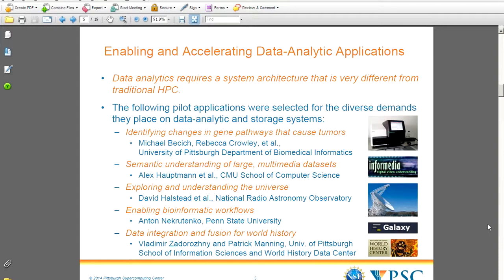And the final project in this list is Data Integration and Fusion for World History. And this was with Vladimir Zadorozhny and Patrick Manning at the University of Pittsburgh, Information Science World History Data Center. And the project here is mainly with Vladimir. And here we are looking at crowdsourcing data integration and data fusion so that as people provide data to this repository, the World History Data Center, they have the tools and methods and software to let them annotate and do the data fusion such that different data sets can then be used for analysis in a meaningful way.